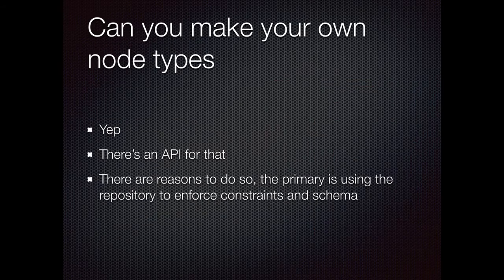Oh, by the way, the node type that's being used, you guys see it all the time, is a property called primary type. I don't know if you guys are familiar with that, right?